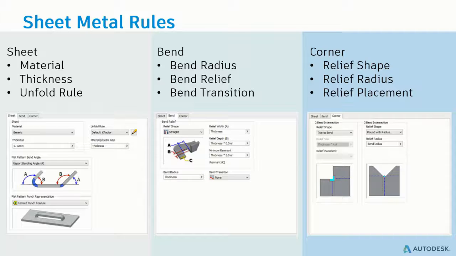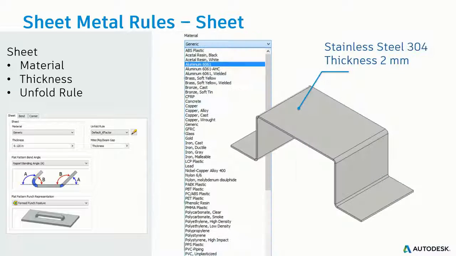So for sheet metal rules, there are three main parts: the sheet or plate, the bend, and the corner. For the sheet, there are two essential definitions you need to finish. One is the material, another one is the thickness. This material drop-down list is shared in Inventor everywhere. So you can customize your material and access it from here.